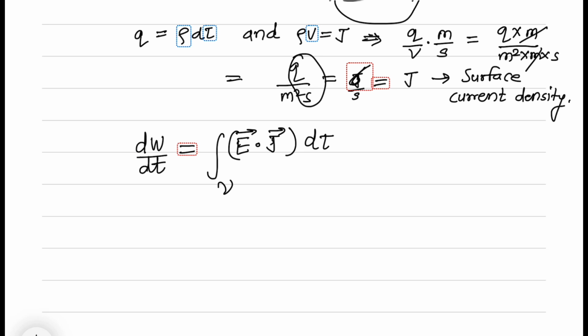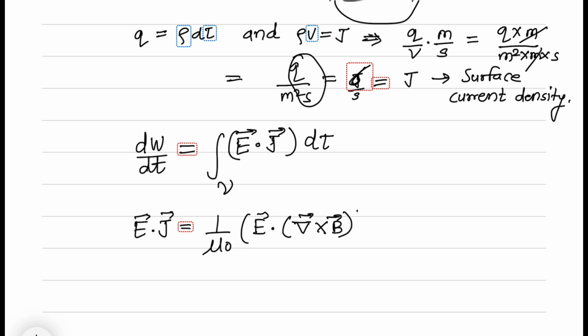We can express this quantity in terms of fields alone, using Maxwell's law to eliminate J. So here E dot J is equal to 1 upon mu 0 E dot del cross B minus epsilon 0 E dot delta E upon delta t.